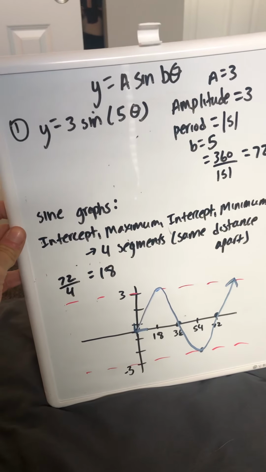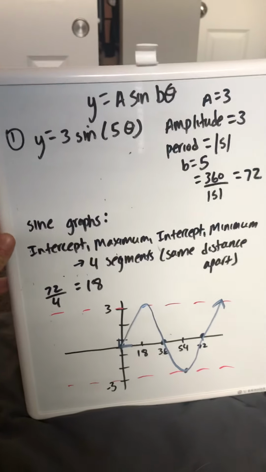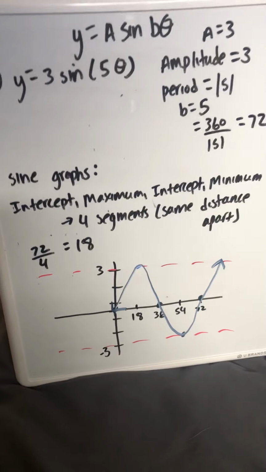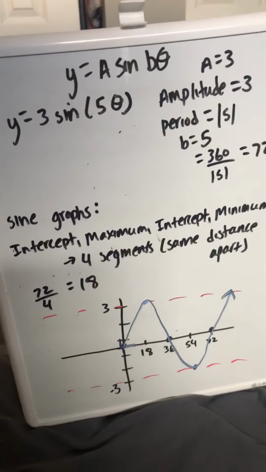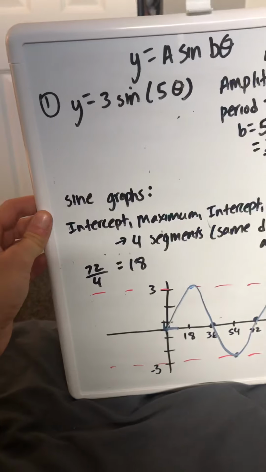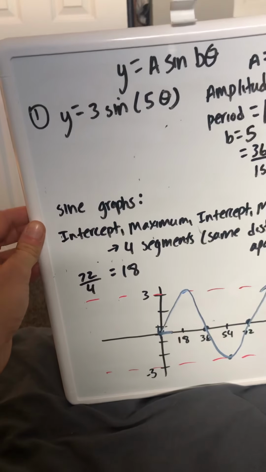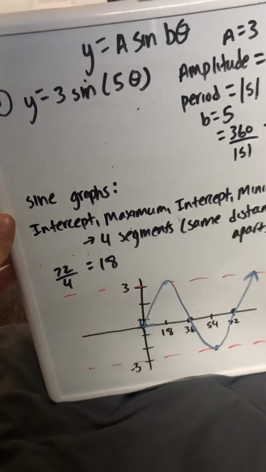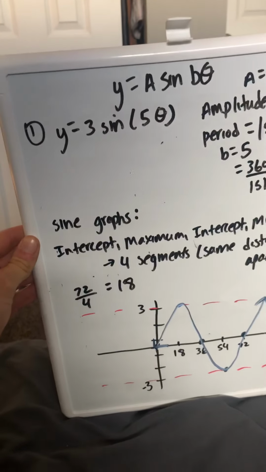Hi guys, so I decided to make a video and hopefully this will help explain how to graph sine and cosine functions. So first, if you look at the example, if you're following along on the PowerPoint, if we have the example y equals 3 sine of 5 theta, I want you to first think about your basic sine graph.